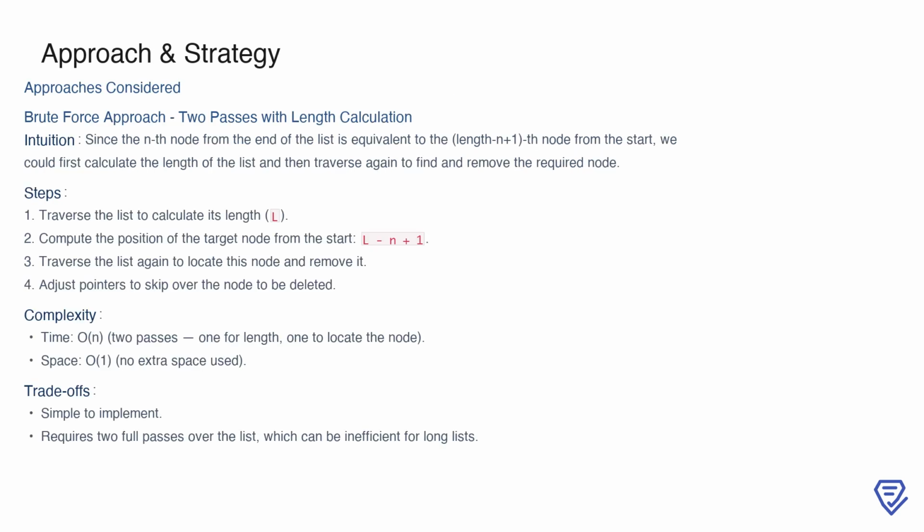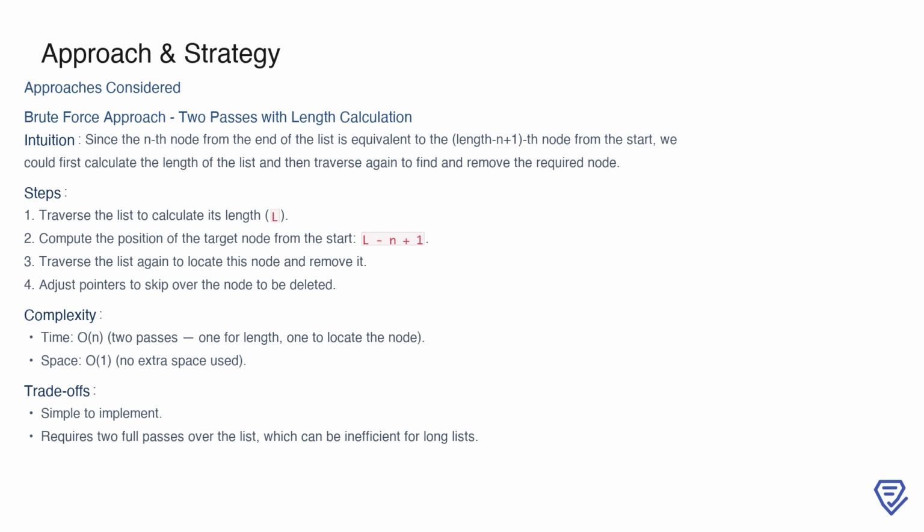When approaching this problem, we first consider the brute force method, which involves two passes through the linked list. The intuition here is simple: the nth node from the end corresponds to the length minus n plus 1th node from the start. To achieve this, we start by traversing the list to calculate its total length, denoted as L. Once we have the length, we can determine the position of the target node by using the formula L minus n plus 1. With this position in hand, we traverse the list a second time to locate the node and adjust the pointers to skip over it, effectively removing it from the list.